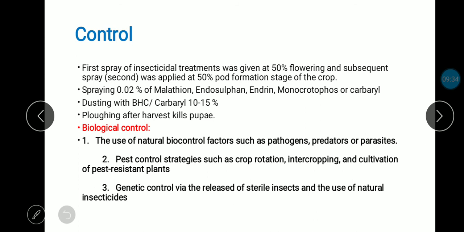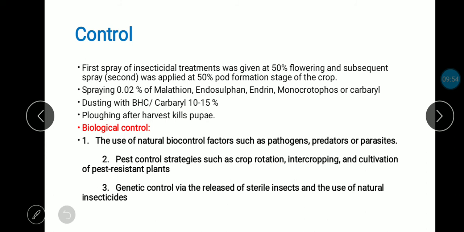After that, ploughing the soil or the area after harvest kills the pupae. When pupae are exposed to sunlight, they get killed. It is one type of physical control.